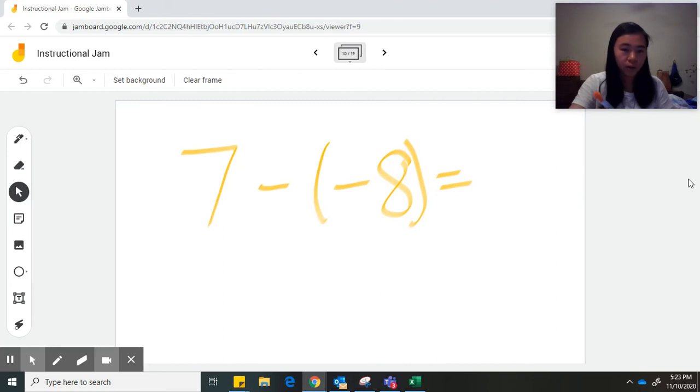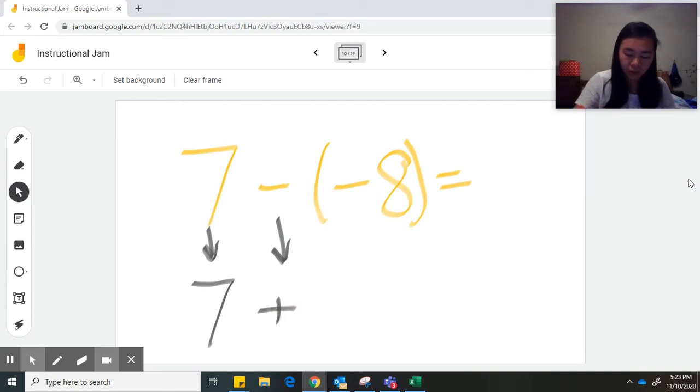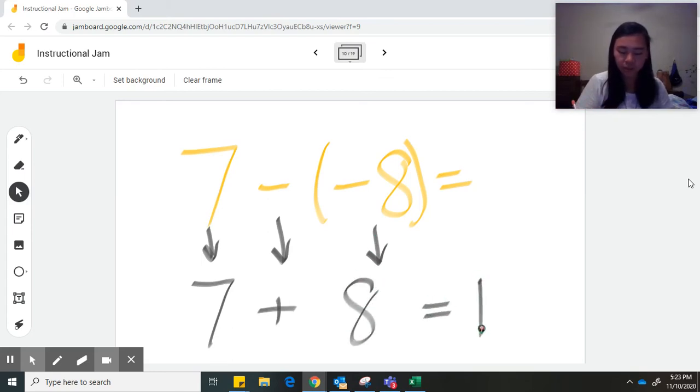Let's do one more. It is a subtraction problem, so we are going to keep, change, flip. I'm going to keep this 7 the same. I'm going to change this subtraction to a positive addition. And then we're going to flip this. So this time we're flipping a negative to a positive. So 7 plus 8 is 15. So 7 minus a negative 8 is 15. Sorry, excuse my dog.